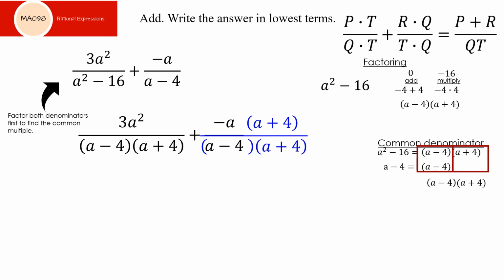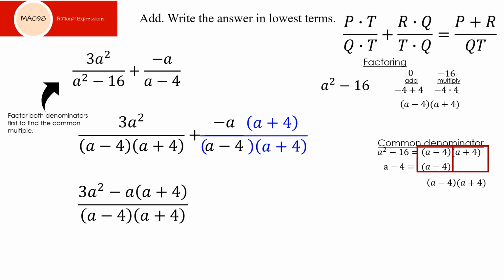Now notice these two fractions. They have a common denominator. That means that we can put the tops together: 3a squared minus a times a plus 4. The common denominator does not change. Just like the one we did where 21 was our common denominator, we did not change it. Yep, we're not done yet, but I have to go to the next screen.